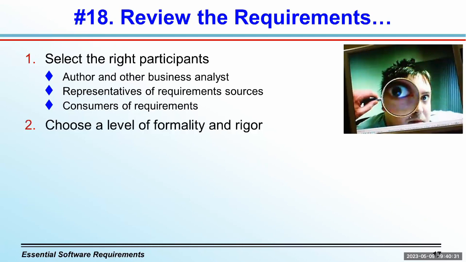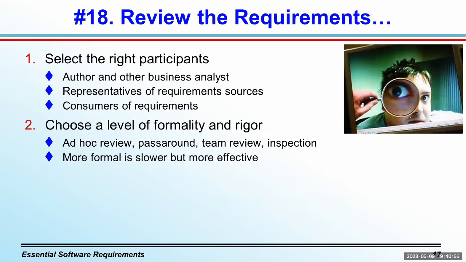There are several forms of reviews that span a range of formality and rigor. The simplest, an ad hoc review, just involves asking a colleague to look over something you've created. In a pass around, you invite several people to examine some requirements or diagrams and comment. A team review and an inspection involve a meeting. They're more structured, they're more formal. That makes them slower and more expensive, but they're also more thorough and more valuable.